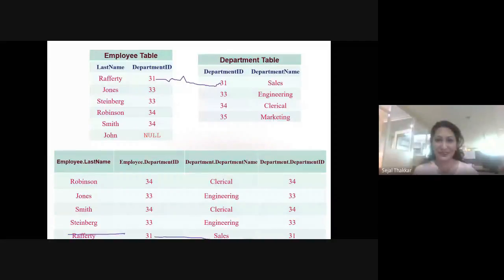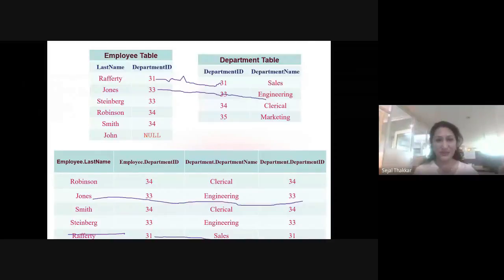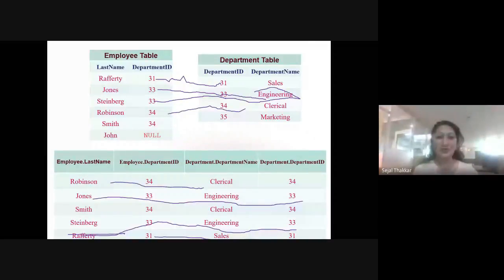Jonas 33, it is with the engineering department, right? So Jonas 33 is going to connect with the engineering department. Again 33, so Strandberg is also working with the engineering department. Robinson and 34 are working with the clerical department. Smith is having 34. Again, Smith is going to relate with the clerical department.